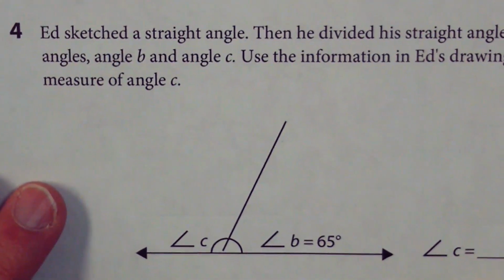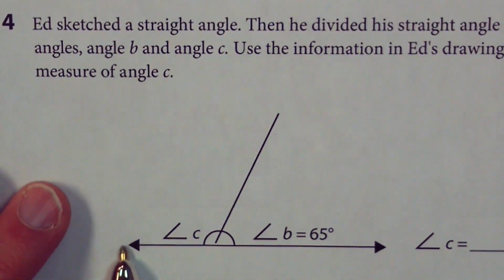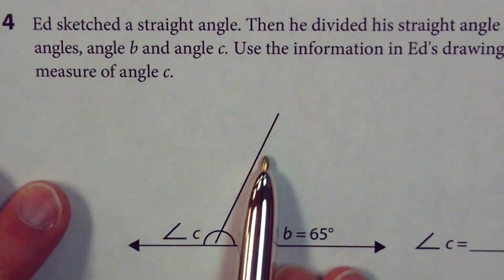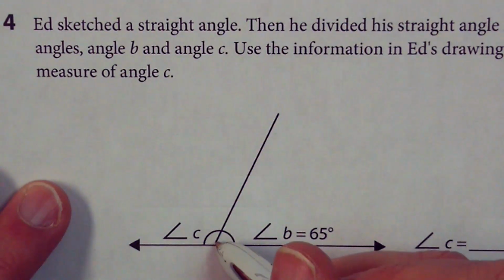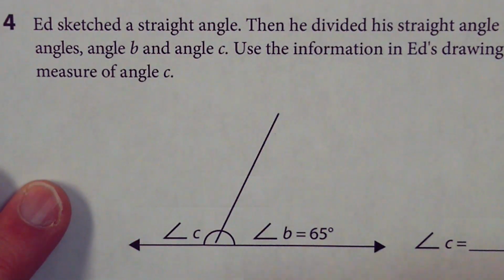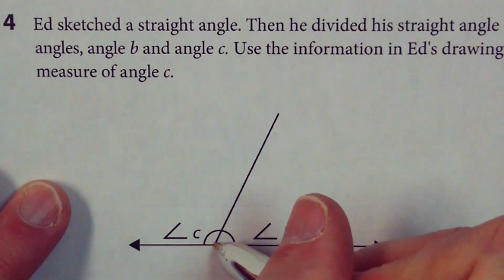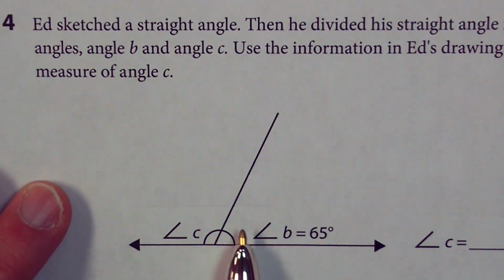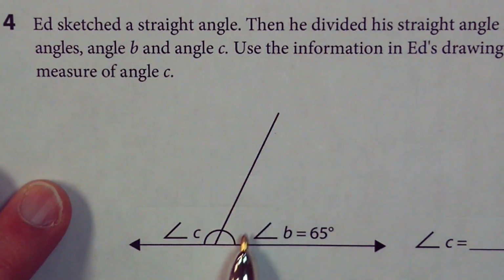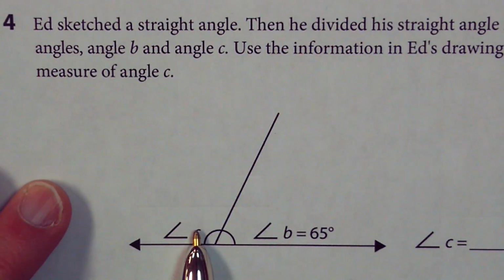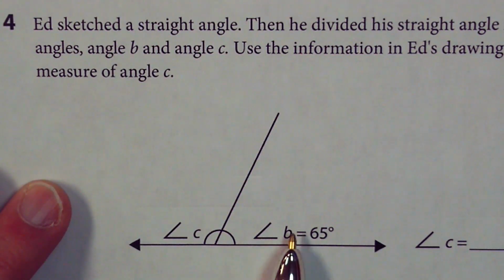Now what's Ed doing down here? Ed sketched a straight angle. So there's a straight line along the bottom. Then he divided his straight angle into 2 smaller angles. I think that's supposed to go all the way down. Just so you know, it's not that big of a deal, but it bothers me a little bit. So he's got an angle B and an angle C. So we're going to determine what C is based on this.